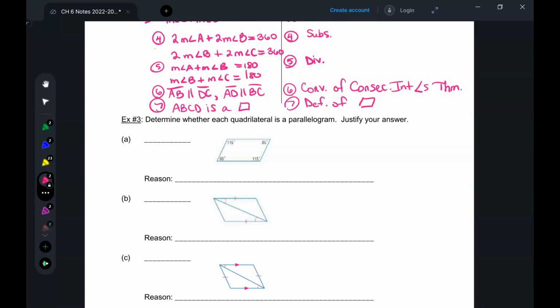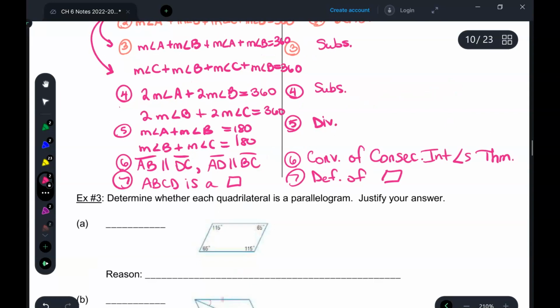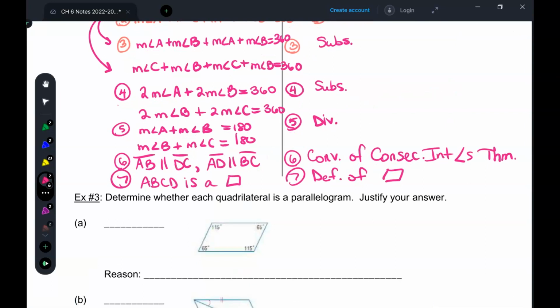You zoom in. Oh, where? Here? Okay. All right.